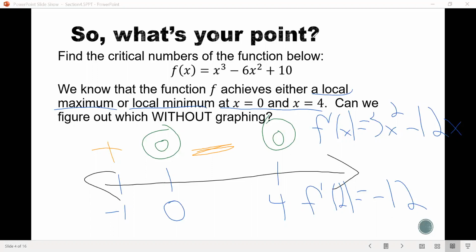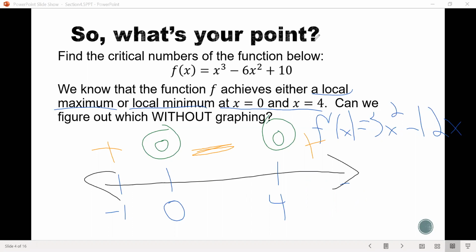And then finally, we have to do a value bigger than 4. So I would say 5. So do f prime of 5. Plug that in up here. Let's see, 25 times 3, 75 minus 60. Looks like we get positive 15. So then we know that all the derivative values greater than 4 are positive. Okay? And we're going to be able to use this information to figure out whether 0 and 4 represent local mins or local maxes.